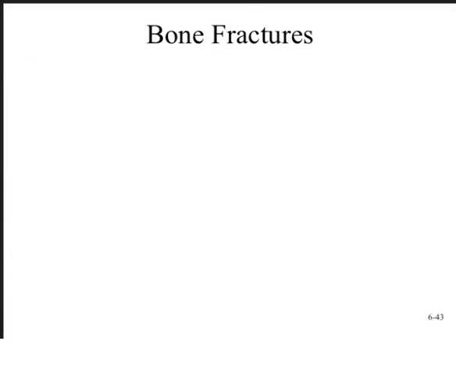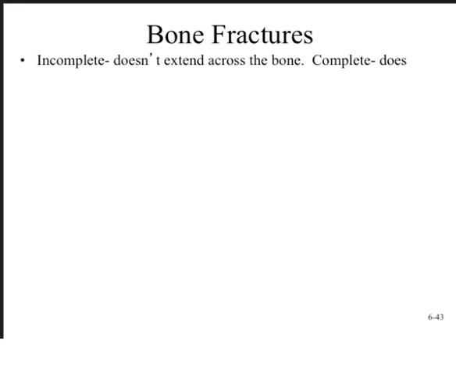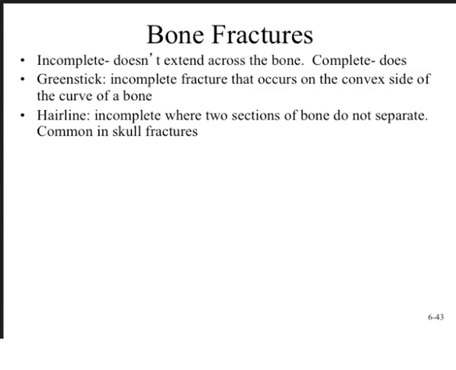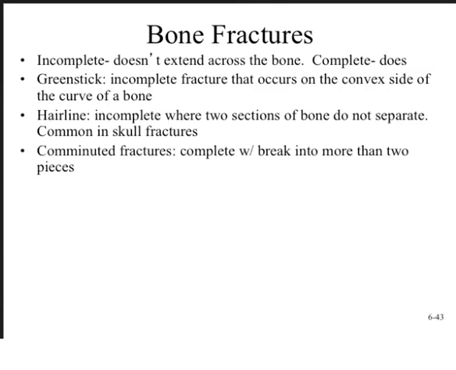Okay, some other bone fractures that we should touch on. Incomplete fractures don't extend across the bone where complete fractures do. So in an incomplete fracture, part of the bone will be intact and then you'll have a crack on the other side. In a greenstick fracture, we have an incomplete fracture that occurs on the convex side of the curve of a bone, while a hairline fracture is an incomplete fracture where two sections of the bone fail to separate. This is common, for instance, in skull fractures, being hit with a blunt instrument, for instance.